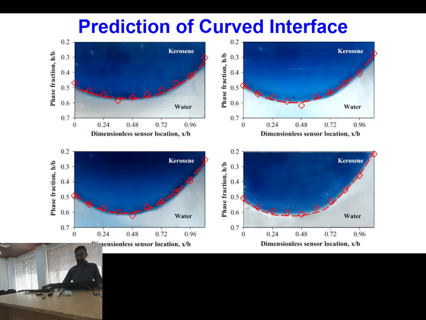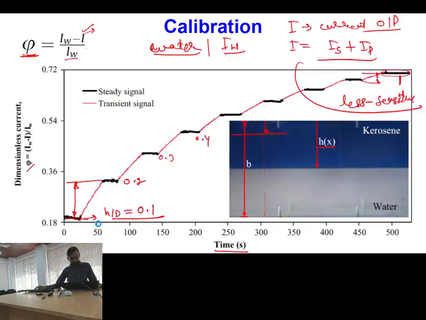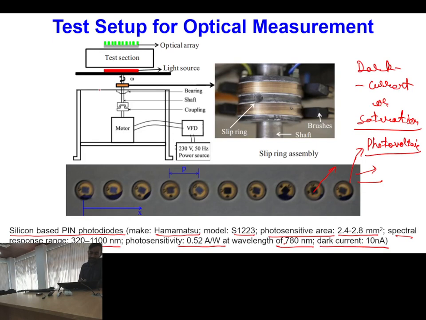Then the third type of prediction is the curved interface. For measurement of a curved interface, what is done? The entire experimental system was placed on a rotating platform. This platform is connected to a motor, and this motor is connected to a variable frequency drive. With the variable frequency drive, you can vary the RPM of the motor, for the same value of voltage and input current.